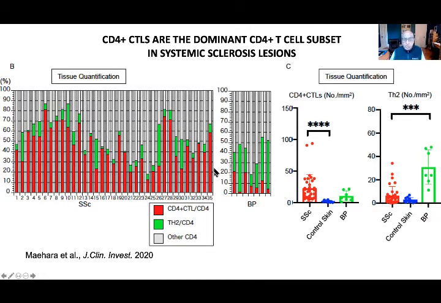But for the vast majority, when we quantitate it, the dominant cells are CD4 CTLs. This is different in bullous pemphigoid, where the dominant cell is the Th2 cell. And this is the quantitation over here. So in systemic sclerosis, you tend to have more CD4-CTLs than in bullous pemphigoid. We took 2 skin diseases so we could do these comparisons.